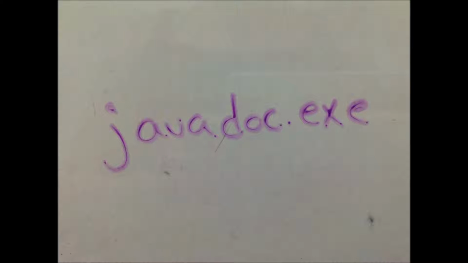When you run the javadoc.exe program on your Java file, it will create a few HTML files in your local directory. If you open up index.html in your web browser, you will find yourself looking at the APIs created for your class.